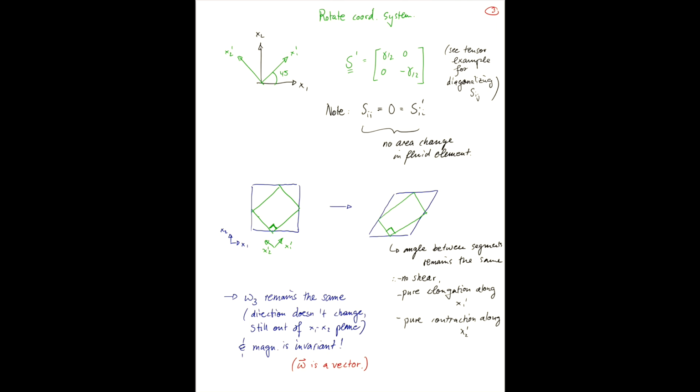So in summary, while the fluid element that is aligned with x1, x2 undergoes pure shear and no elongation or contraction, the fluid element that is aligned with the principal axes of our strain rate tensor, x1', x2', undergoes pure elongation, contraction, and no shear. But both of these elements undergo the same angular velocity rotation.